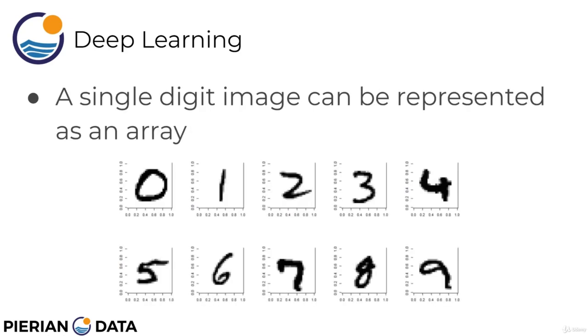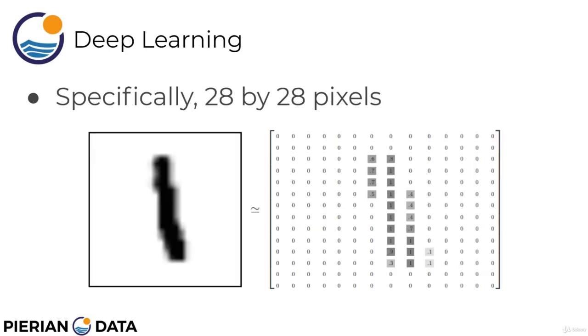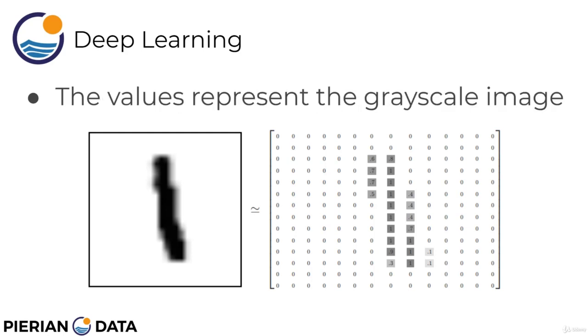And a single digit image can be represented as an array. So here we have all the images represented as an array of 28 by 28 pixels. If we were to look at just a single image file, we would see that we have here the number 1 drawn, and everything's organized as a 28 by 28 array, where white is 0, and the darkest color, black, is 1. So we can see it's normalized, so all the values fall between 0 and 1, and it's a grayscale image. So the values themselves represent that grayscale image.